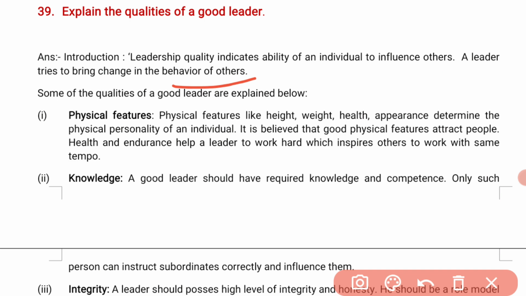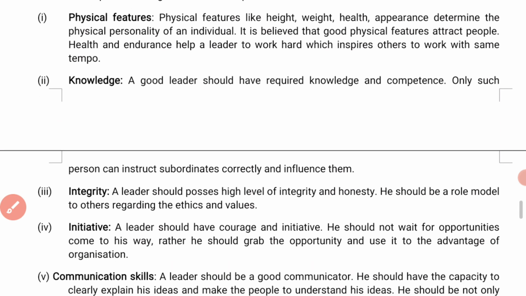Some of the good qualities of a good leader are explained as below. First one is physical features. Physical features like height, weight, health and appearance determine the physical personality of an individual.